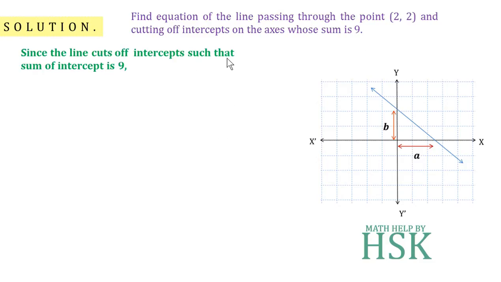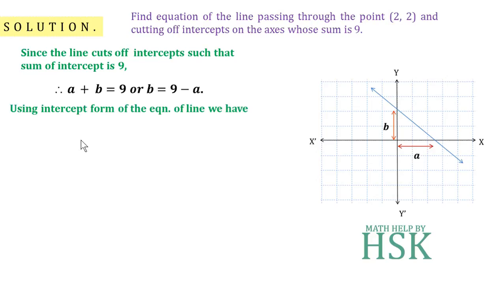Now since the line cuts off the intercept such that the sum of intercepts is 9, this means that the line is going to cut the coordinate axes, x-axis and y-axis, in such a way that the value of a, that is x-intercept, and b, y-intercept, would give you the total equal to 9. So a + b = 9, or b = 9 - a. Now using the intercept form of the line, we have x/a + y/b = 1. So I can write x/a + y/(9 - a) = 1, which is our equation number 1.